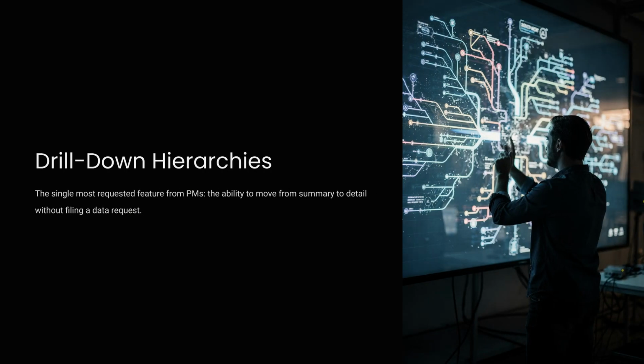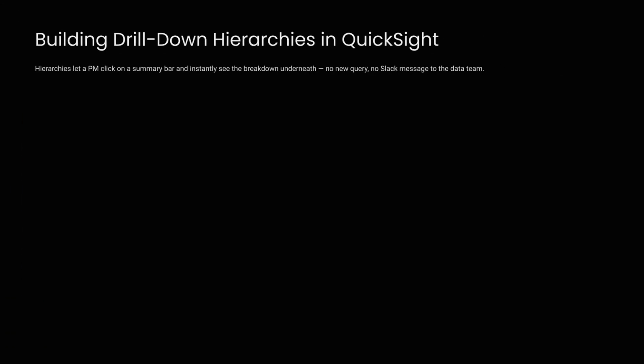Drill-down hierarchies are highly requested by PMs, allowing them to move from summary to detail without filing a data request. This self-service capability is key to accelerating decision-making. To build drill-down hierarchies, drag fields into the same dimension slot in order from broadest to most granular. This automatically adds a drill icon.